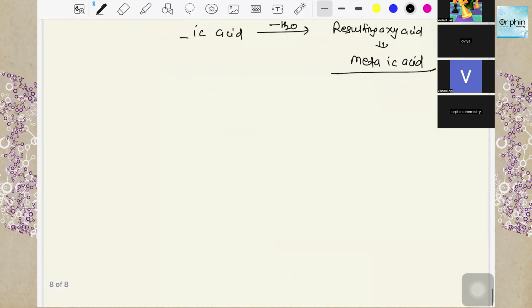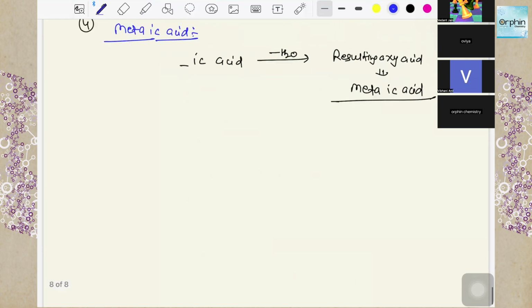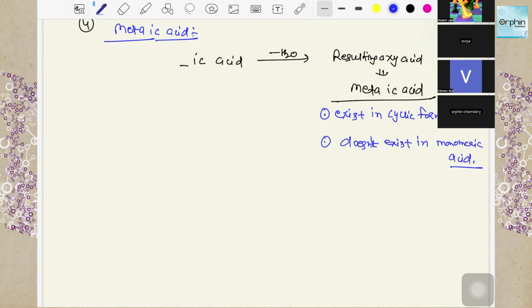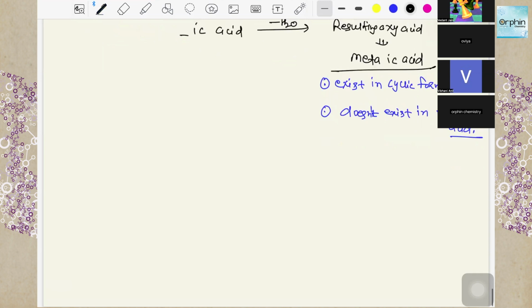For example, there are 2 important points for the metaic acid: they always exist in cyclic form only, and they do not exist in monomeric form. Either it will be a dimer, trimer, tetramer, pentamer, like that. It won't be a monomer.